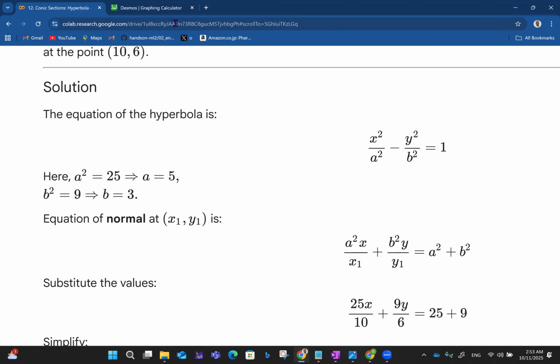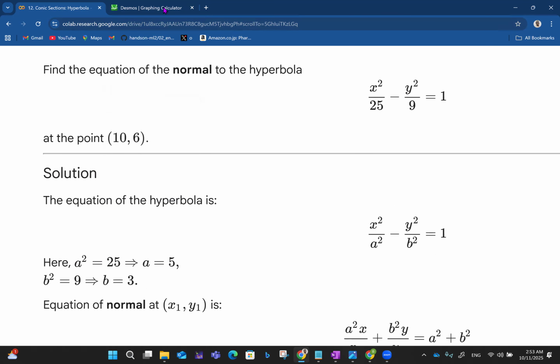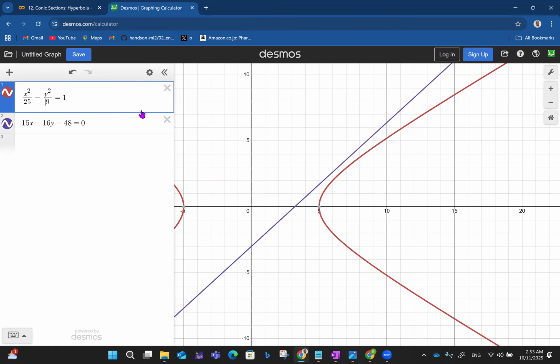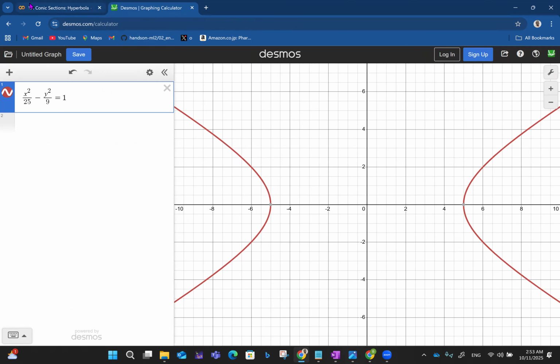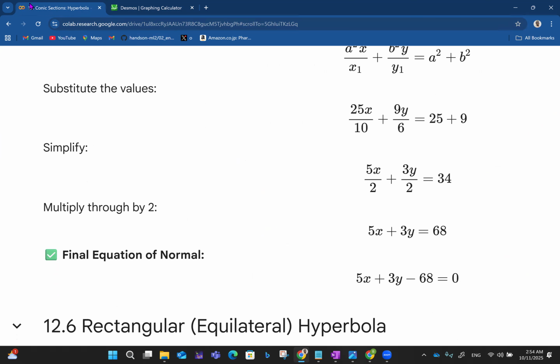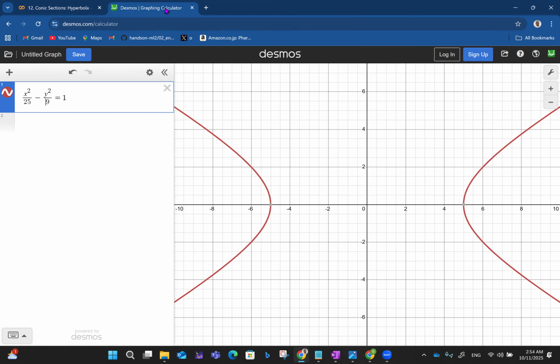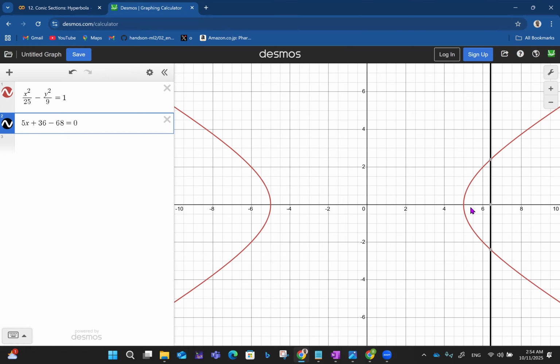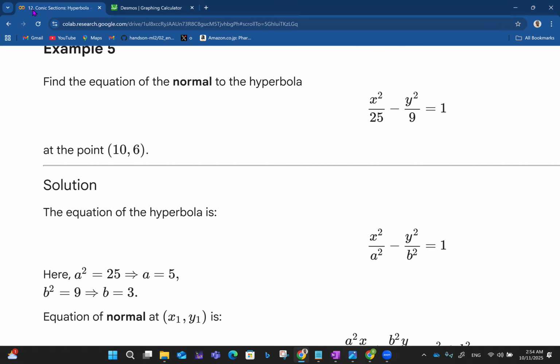So let's do that on Desmos. x squared over 25 minus y squared over 9. These things don't have to be perfect squares, by the way. It can be anything. So for 25, 9, the normal is found to be 5x plus 3y minus 68 equals 0. Okay, so you can see that it's normal to the hyperbola.